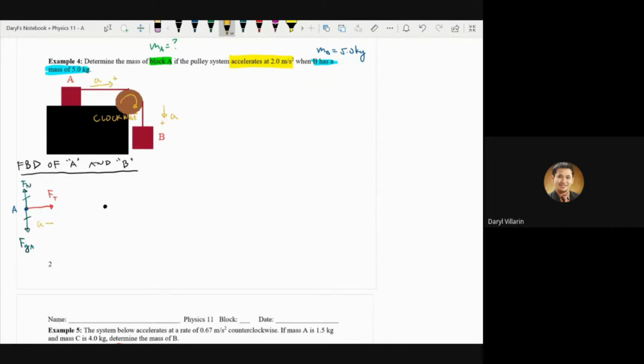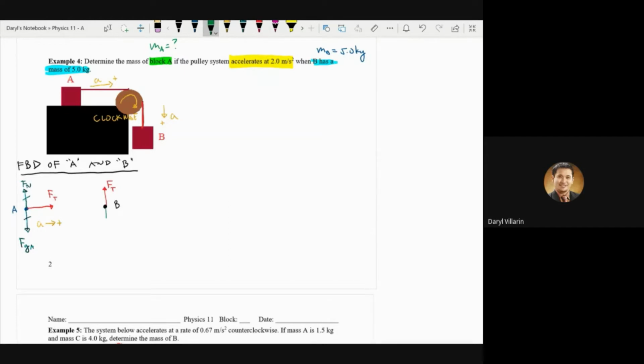Now, if I look at my object B, since the acceleration is to the right, I'm going to make to the right my positive direction. So in object B this time, if I examine the forces, there's a force going upwards, which is the tension. Remember, that's how we define tension: tension is parallel and away from the application of the force. In this case, we're looking at B, so therefore the tension force is upward.